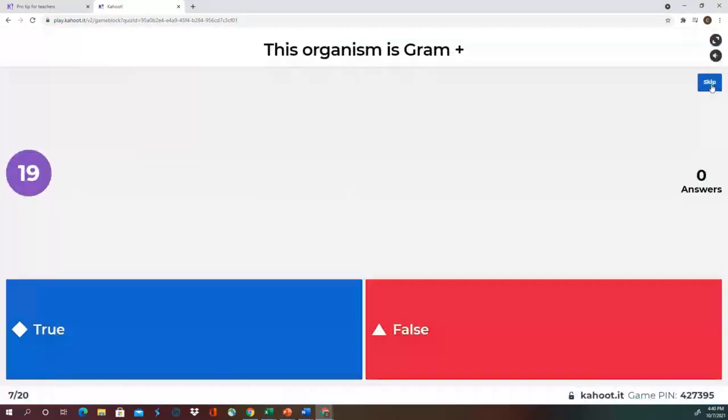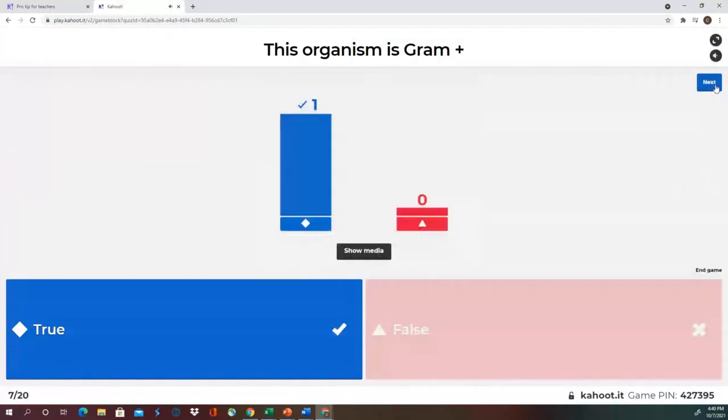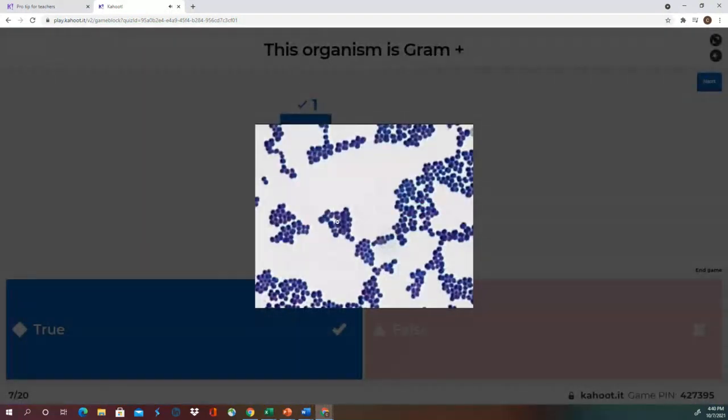So this is going to be true because gram-positive is purple, gram-negative cells stain red. So for this one, think to yourself, well, what is the morphology of these cells? And you would say these are cocci because they're circular. And if I asked you what's the arrangement, you would say staphylo.